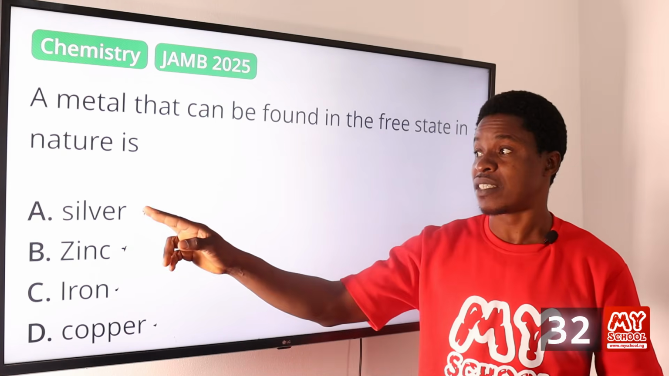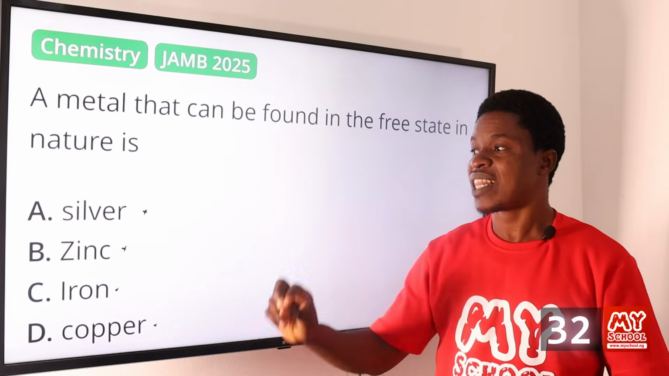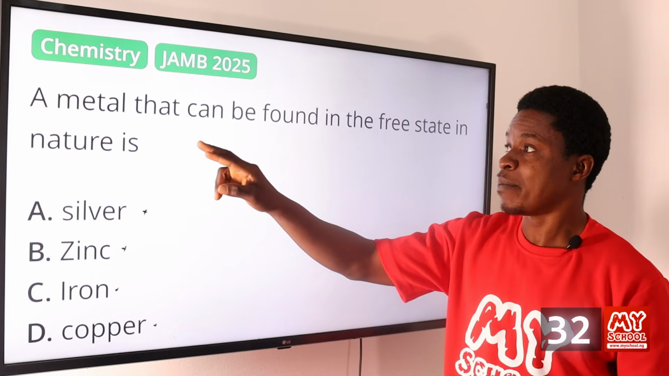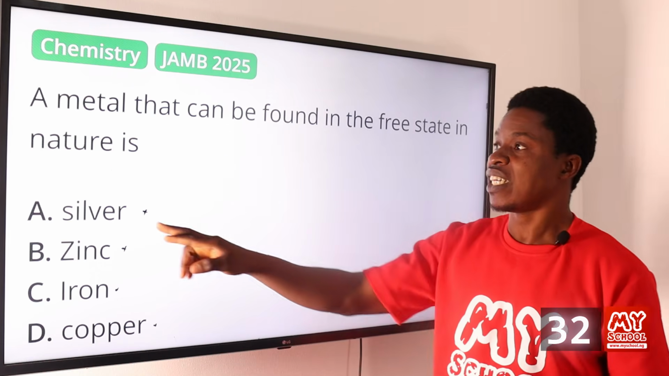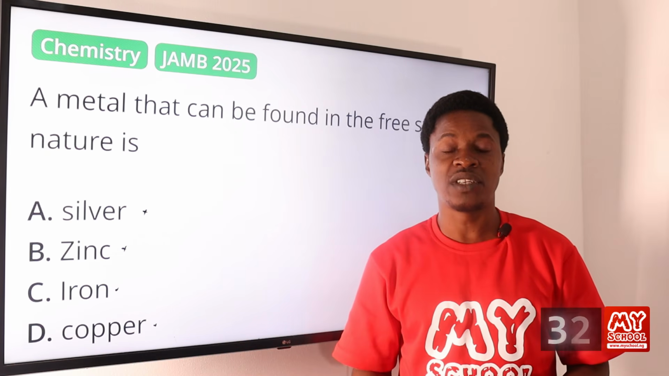You agree with me that silver is actually beneath copper here. So the metal that can be found in the free state in nature is silver. So the correct answer is option A.